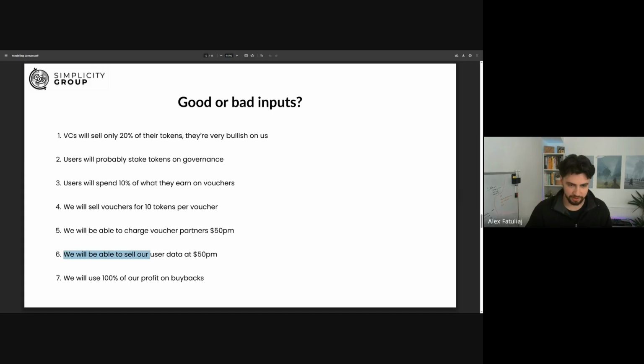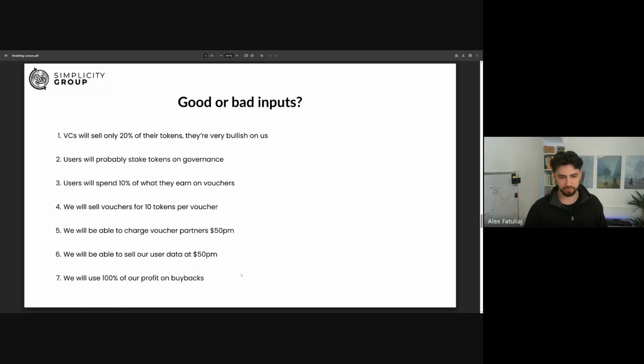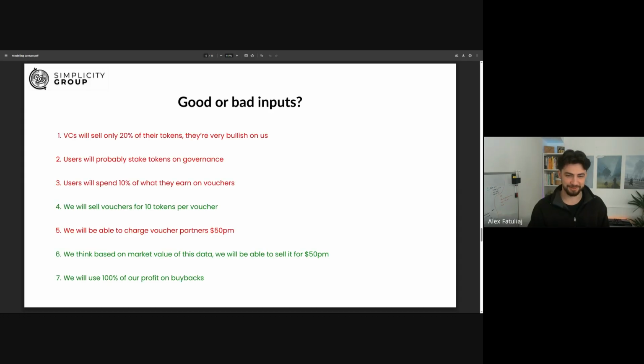This one, actually, I edited on the next slide, but I didn't edit on this slide. Just assume this instead says, based on current market prices of the data, we will be able to sell user data at $50 per month. That's good data. Yes, exactly. Based on research. And lastly, we will use 100% of our profit on buybacks. That's good data, bad idea. Yes, exactly. That was absolutely spot on.